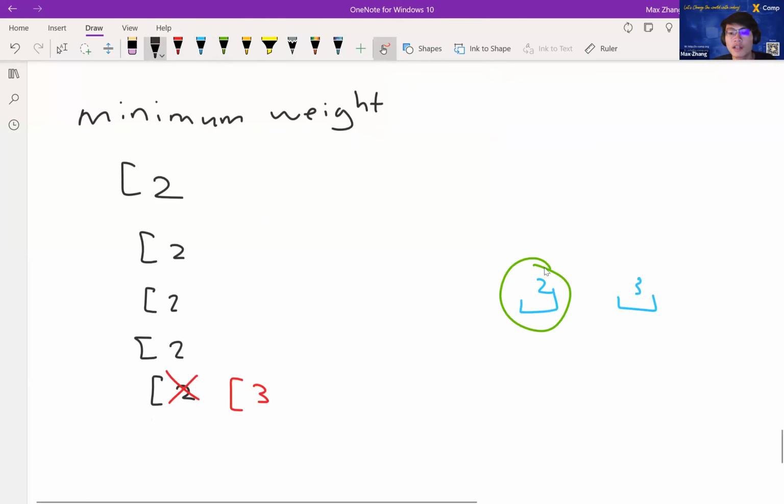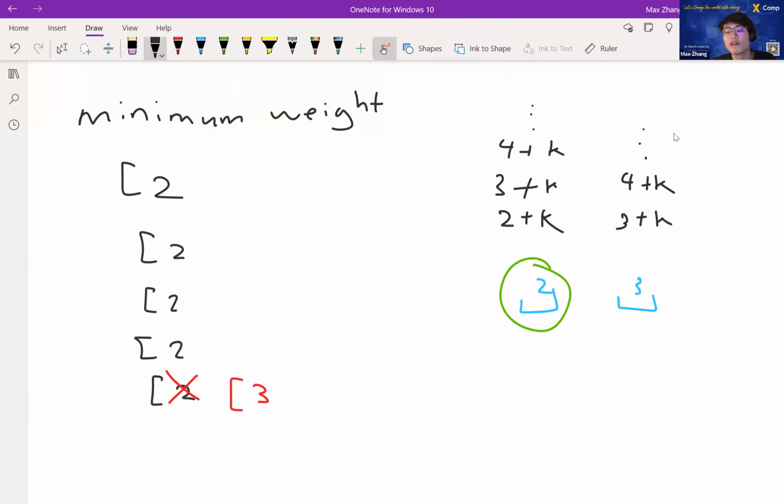Because for 2, I can put anything starting from 2 plus k, 3 plus k, 4 plus k, and so on and so forth. But for 3, I can only start placing from 3 plus k, 4 plus k, and so on. And so from a greedy perspective, I want to minimize the tops of these towers, right?